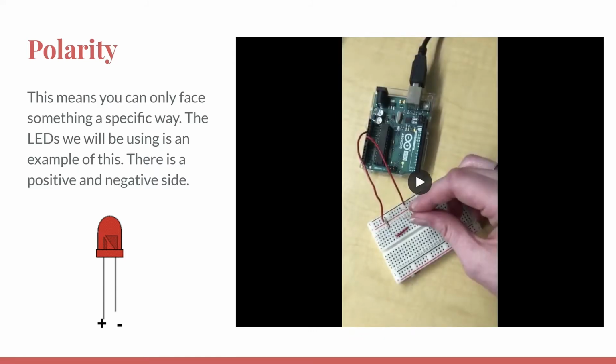An LED has two wires coming out of it, often referred to as its legs. One leg is longer than the other. This is the positive leg. This leg should be connected to the positive end of the battery, whereas the shorter, negative leg should be connected to the negative end of the battery.